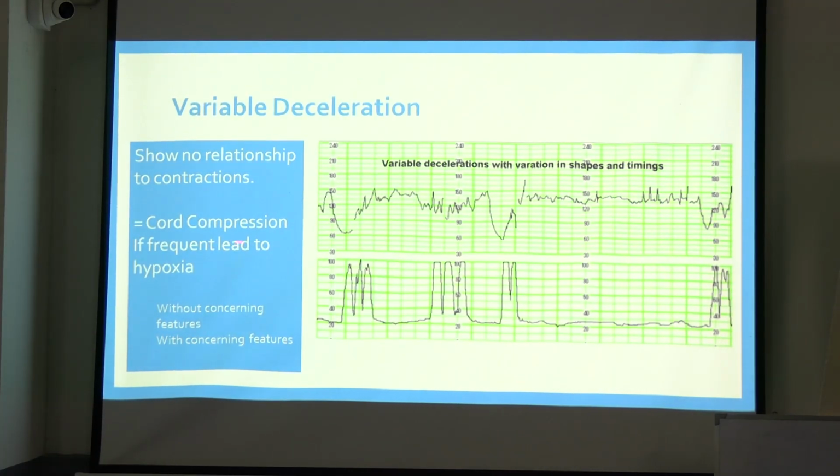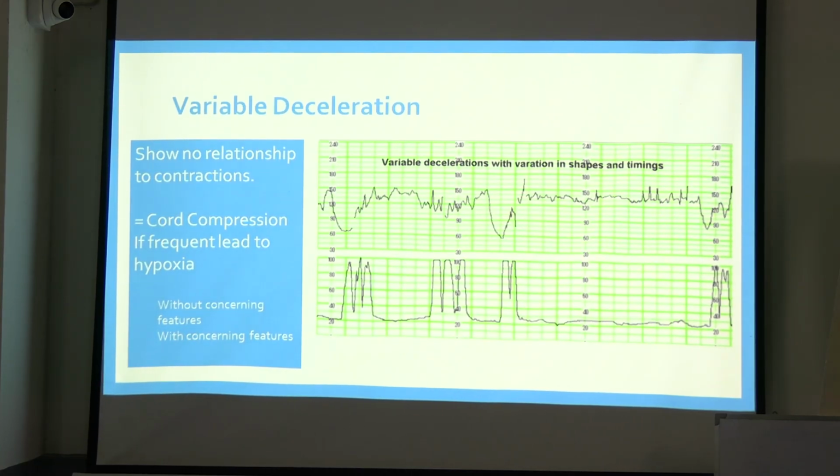Now coming on to the variable deceleration. It shows no relationship with the contraction, and mainly occurs in cord compression. Without concerning features and with concerning features. Now variable deceleration depends on whether it is with concerning features or without concerning features.